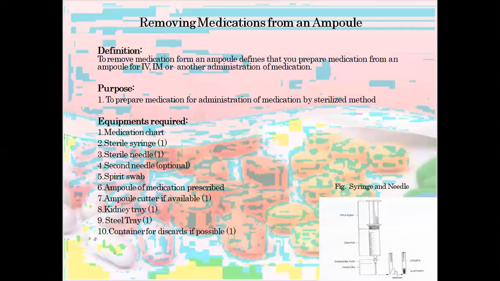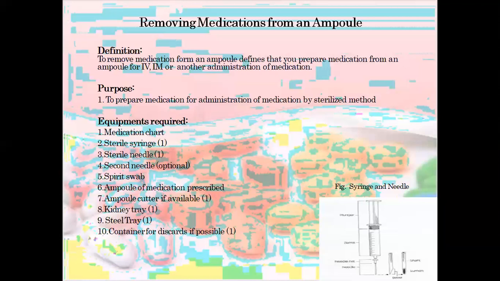Then we have to keep the spirit swab to clean the area of the ampoule. ampoule वाले area को clean करने के लिए. Then the ampoule of the medication prescribed, meaning the medication the doctor prescribes, which is available in an ampoule, so we have to take the sample of medication. Then the ampoule cutter, if available, we have to keep the ampoule cutter.